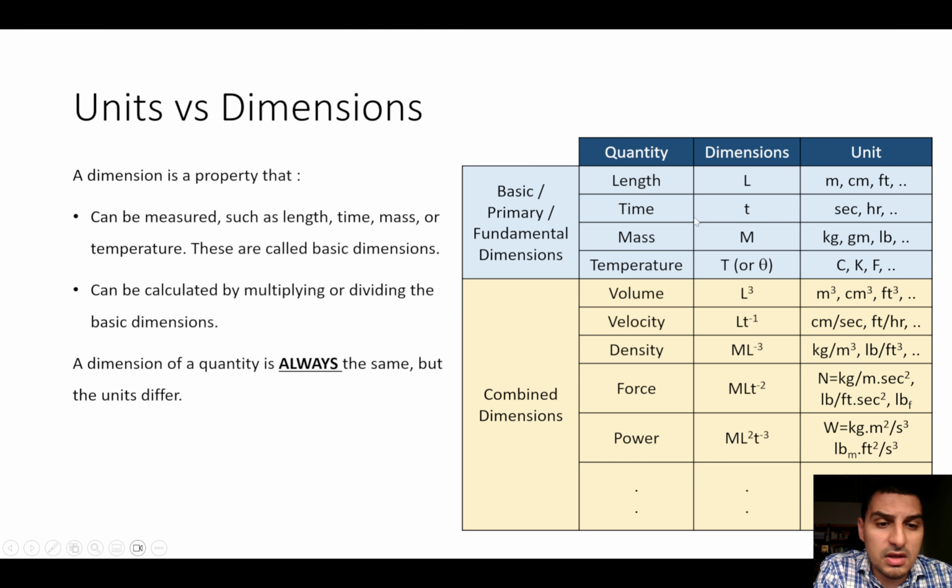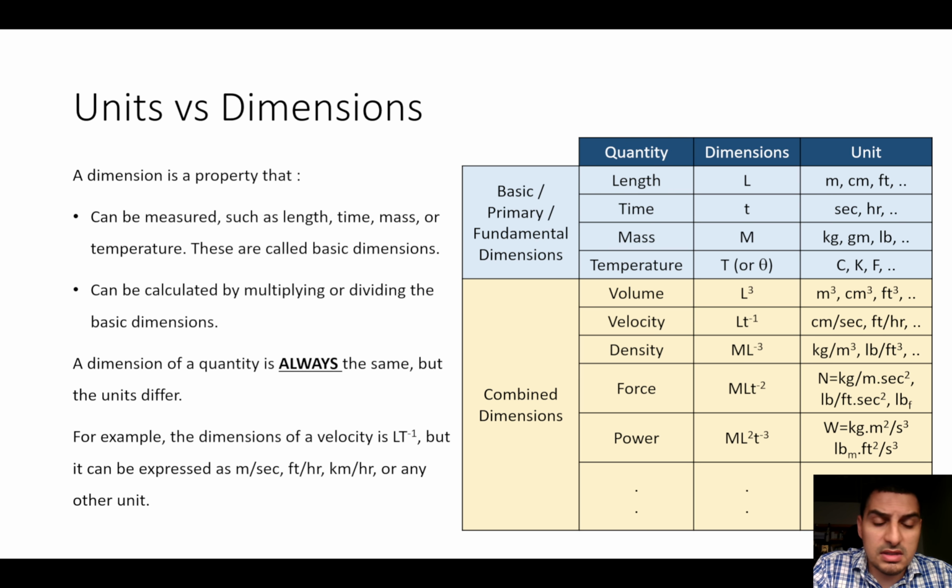We can also have complex or compound dimensions, like the volume, which is L to the power 3, so it's a basic dimension that is raised to a power or multiplied or divided by another dimension, like the velocity, which is L t to the power minus 1, then density M L to the power minus 3, and so on. So this is one thing that we need to keep in mind.